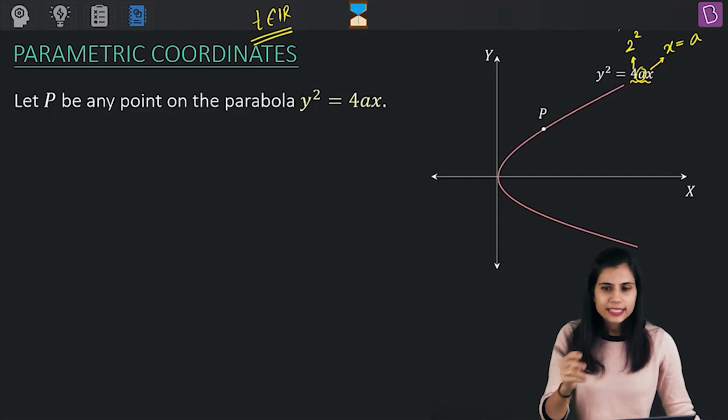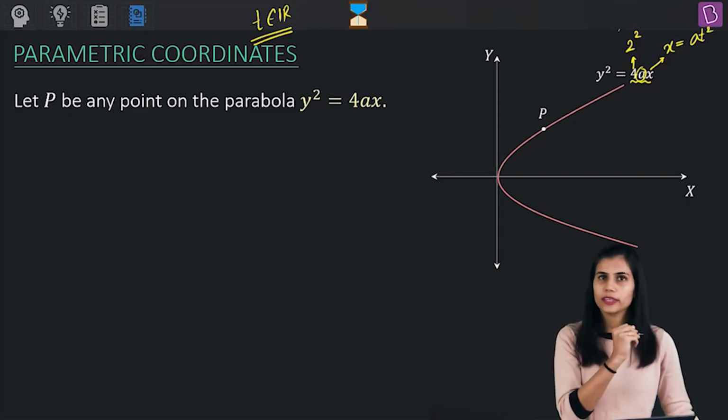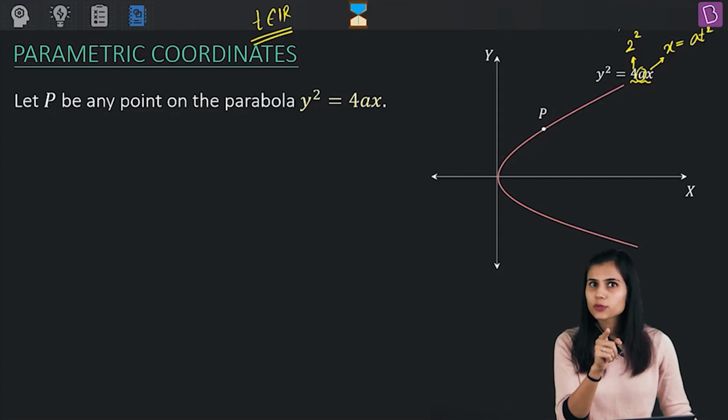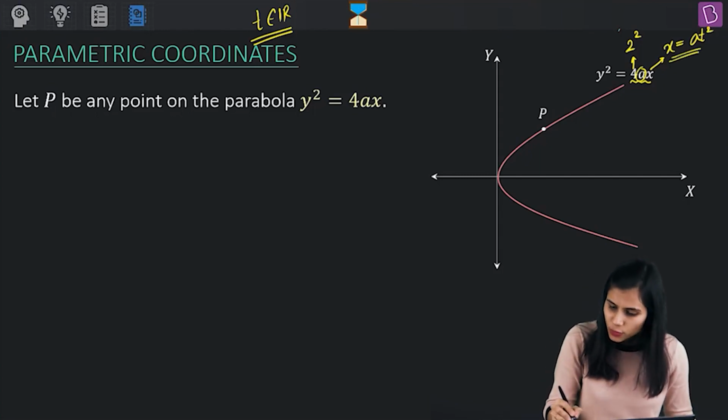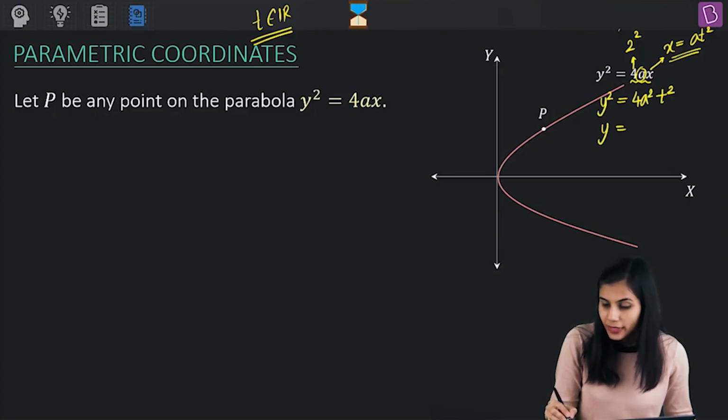But I won't write it as t. I will rather write it as t square. Remember, I want a perfect square. So when I take x as at square, my right hand side becomes 4a square t square, and hence y comes out to be 2at.